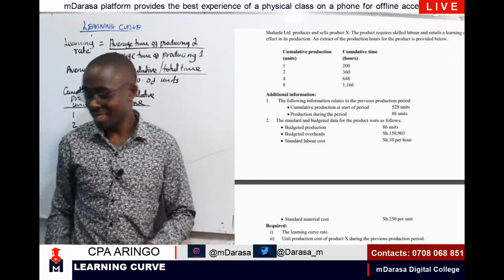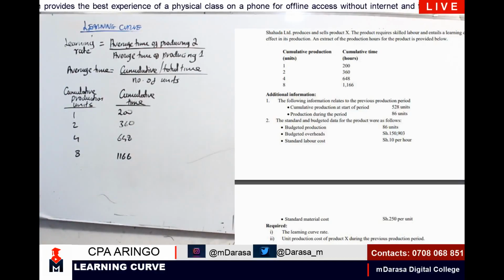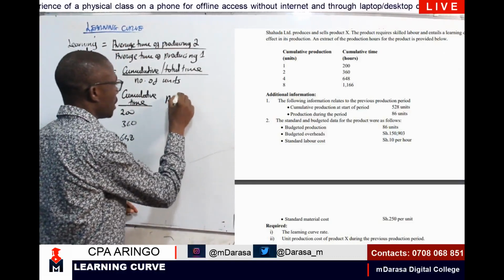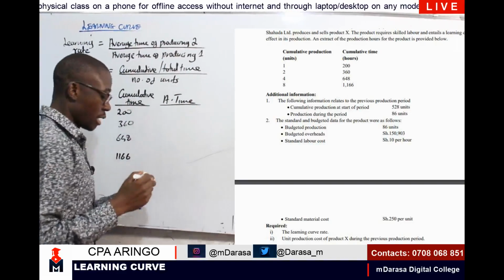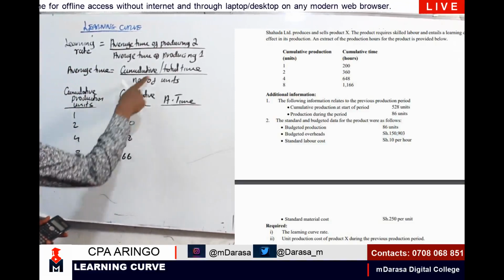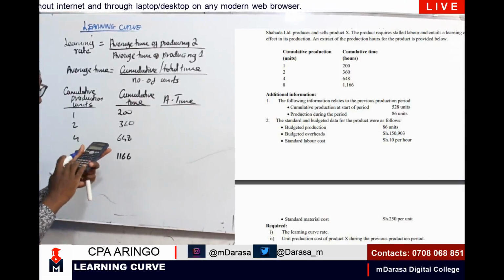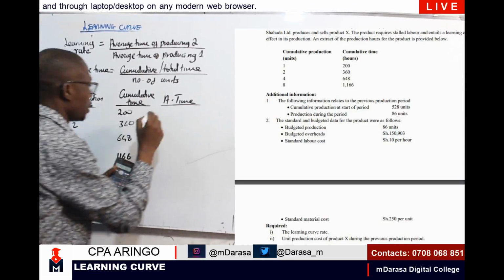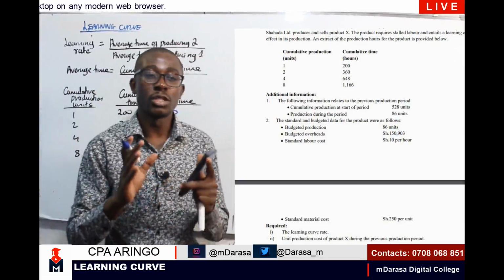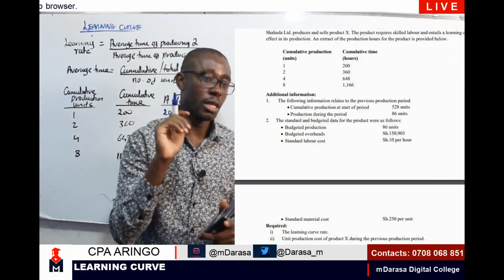So Mwalimu will ask, with the concept that you just studied today, are we able to determine our average time? Yes, it will be very easy for us now. My average time, in hours, is our cumulative time, total time, divided by the number of units. So I'll be having 200 divided by 1, which should give me 200. And you realize that many a times, average time and total time of producing the first batch or unit will be the same.